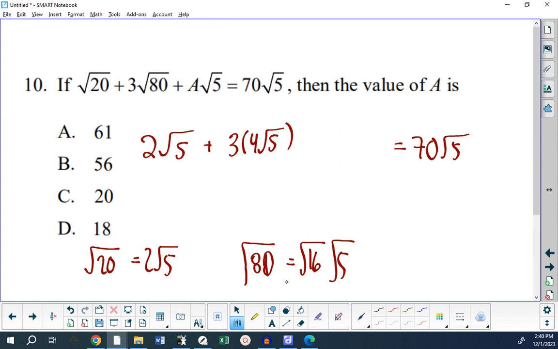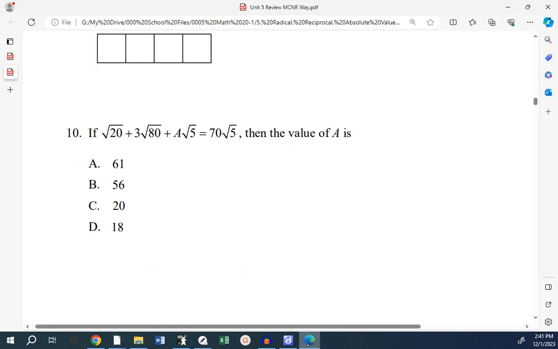And we're multiplying it by 3. Did you forget the 3? Yeah, that's where I went wrong. So I just want to double check here. If you look at it now, this is a root 5. Do you see that the 2 plus this 12 plus this a has to equal 70? So 2 plus 12 is 14. Taken away from 70 is 56, so the answer is B. Okay. Number 19, did you say?